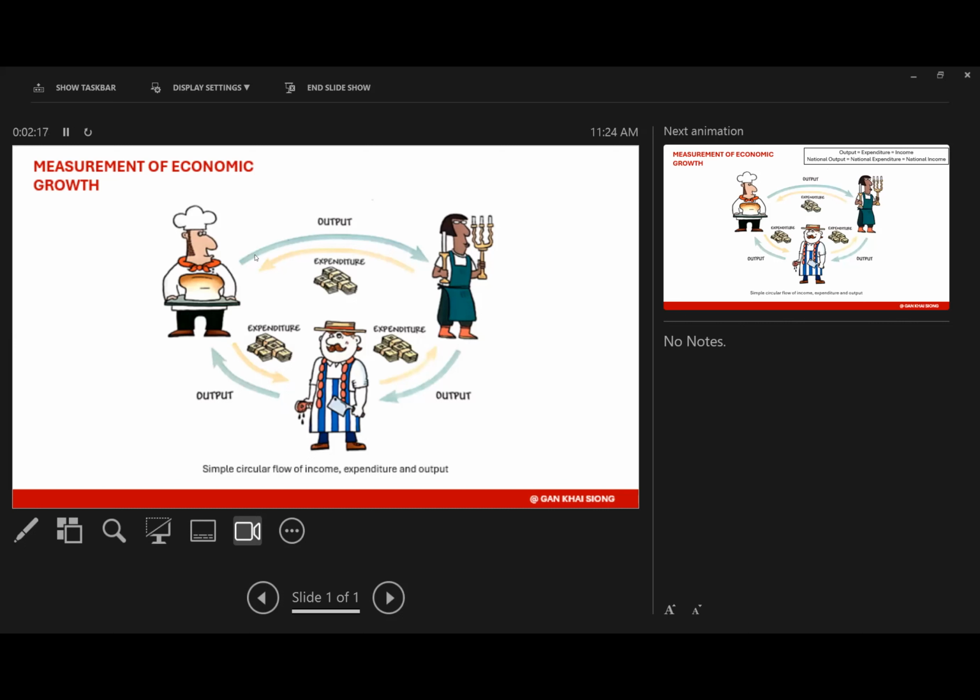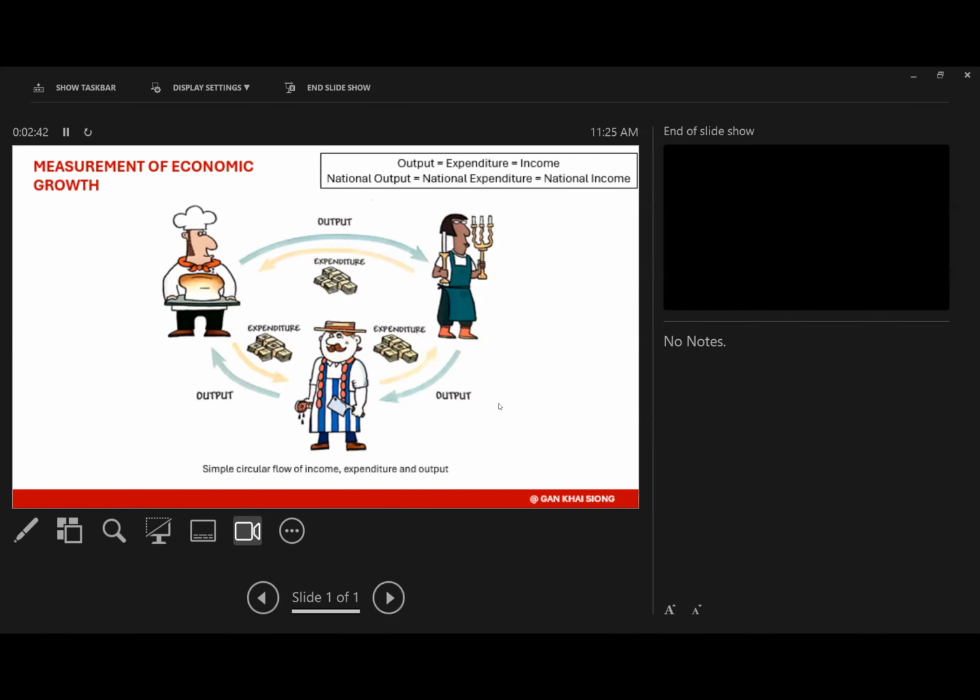Do you realize that whatever outputs are being produced will be purchased by another person? And when the person earns the money, it becomes income as well. So we can see that the output is always equal to the expenditure. Whatever is being produced, people will spend money to buy, and it will become the income of the person. So the output will always equal the expenditure, and it will always equal the income.